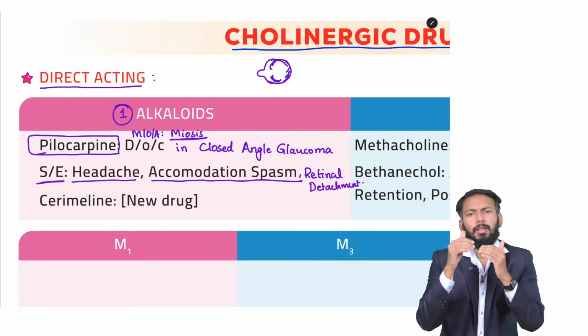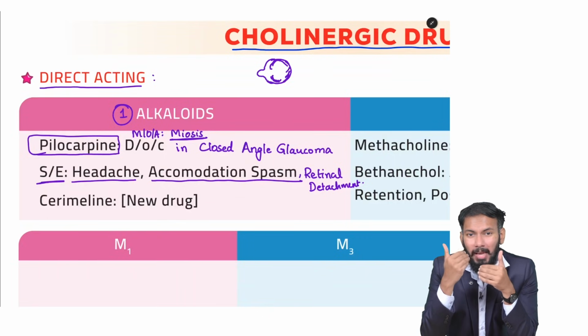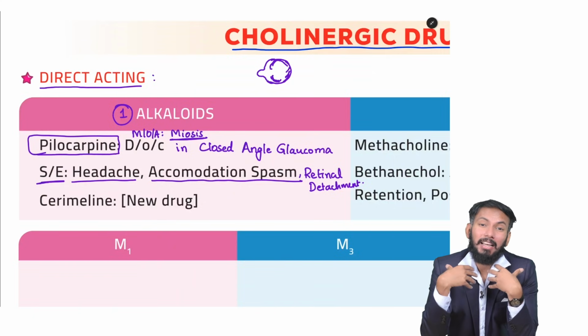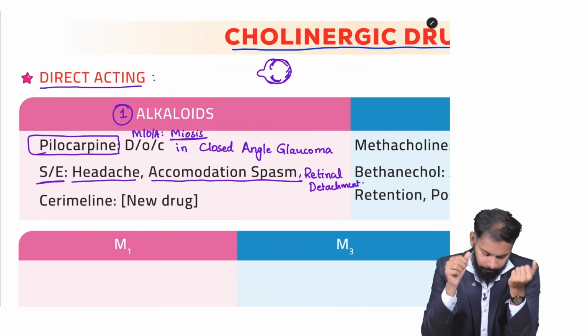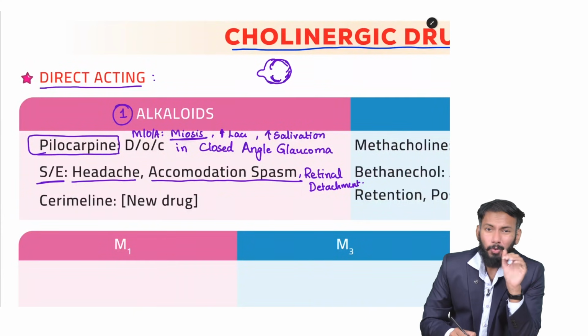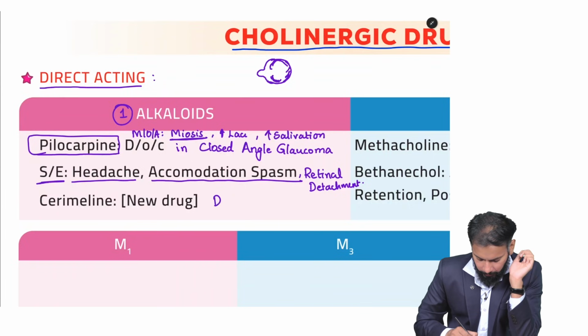Now, these will act similar to the parasympathetic nervous system. What is happening to the secretions? It increases the secretions in the eye. So it will cause lacrimation. It will also increase the secretion in the salivary gland. So it will cause salivation. So it is increasing lacrimation and salivation. So these can be used in dry eyes and dry mouth. Don't you think? It can be used in dry eyes and dry mouth.